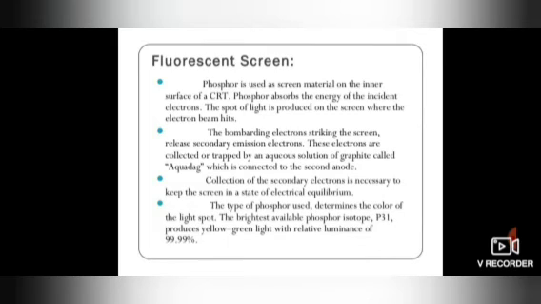The type of phosphor used determines the color of the light spot. The brightest available phosphor isotope P31 produces yellow-green light with relative luminance of 99.99%.